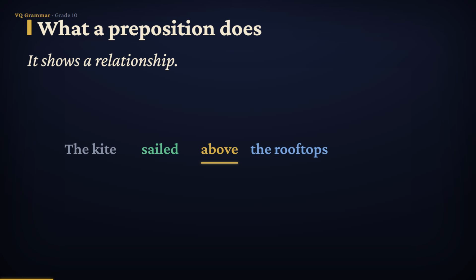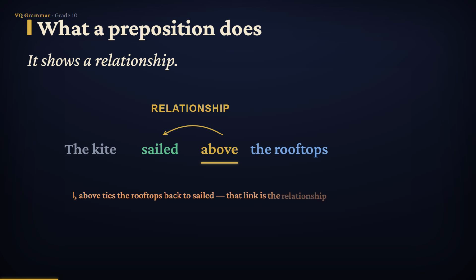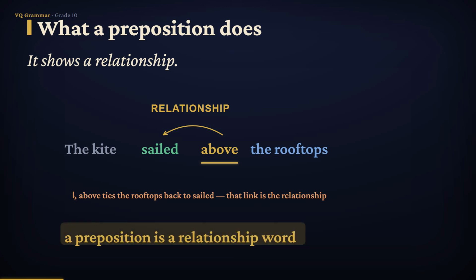Now look at the arrow. Above reaches back and ties the rooftops to sailed. It tells us exactly where the sailing happened. That connection is the entire job. A preposition is, at heart, a relationship word.